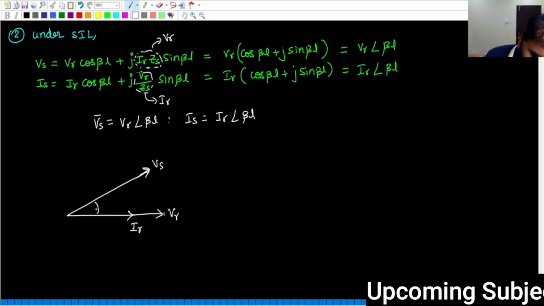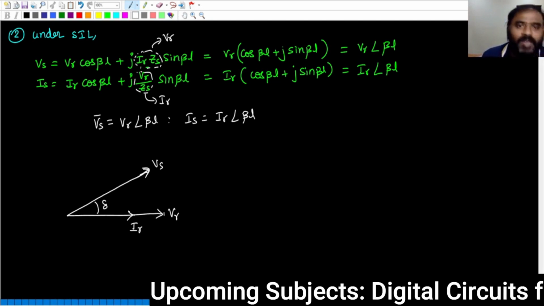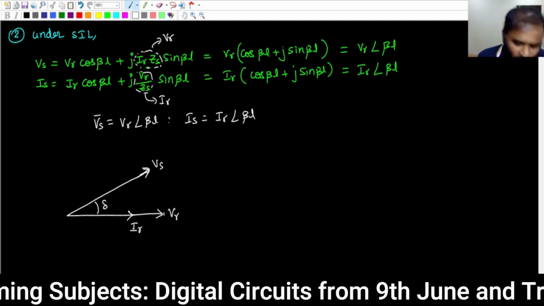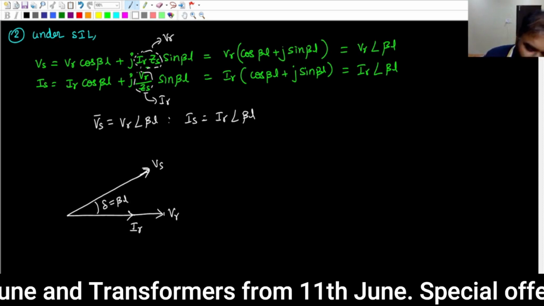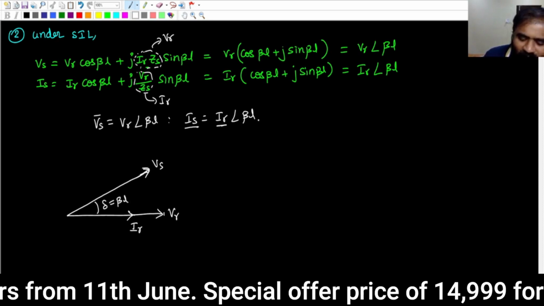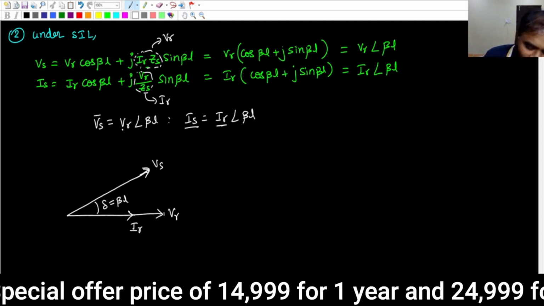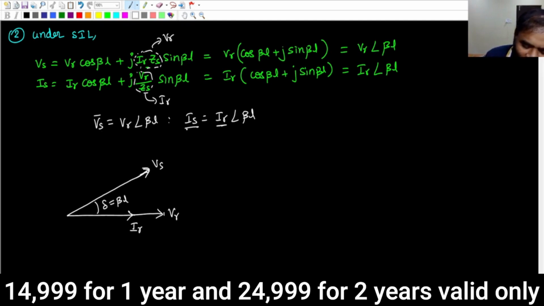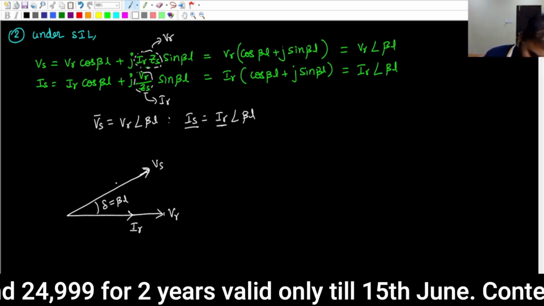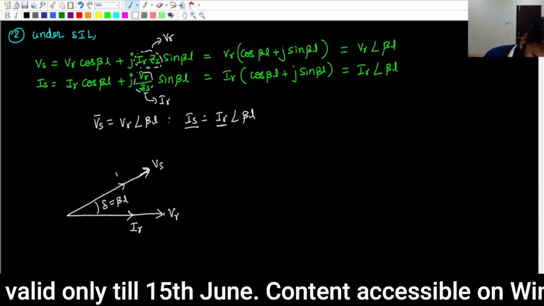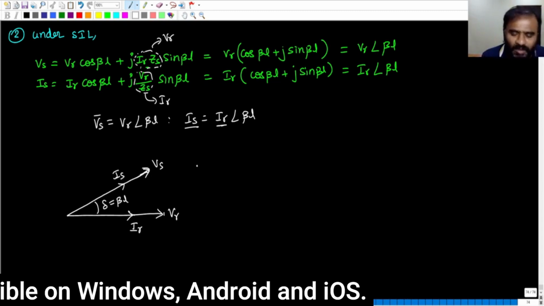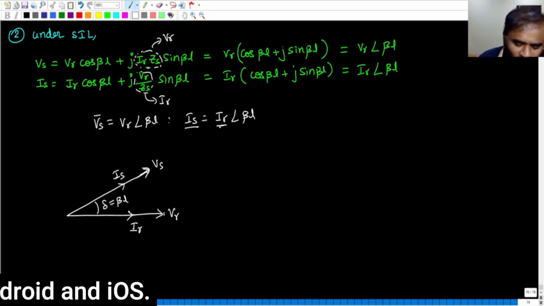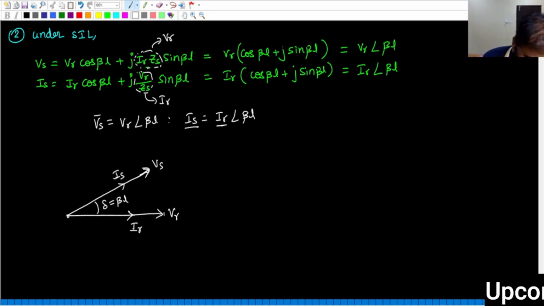What is this angle called now? Load angle. The angle between VS and VR is called the load angle. We know this. But what is that load angle? Beta L. And one more thing: what is IS? IR at an angle beta L. That means VS phase angle is beta L, and IS phase angle is also beta L. So VS and IS are again in phase. Again, the length of IS and the length of IR are the same. Why? Magnitude of IS equals magnitude of IR. See, this is the phasor diagram, which is very, very important.